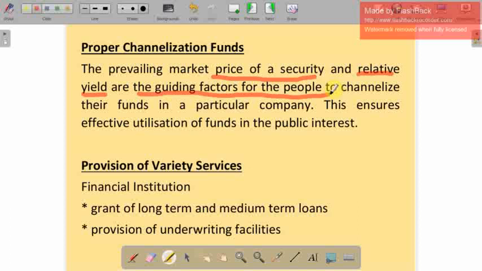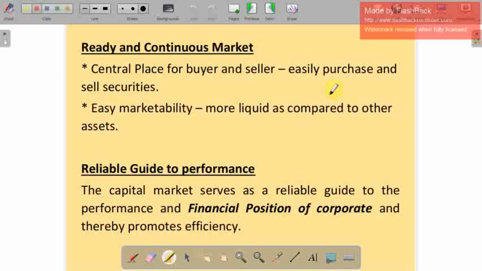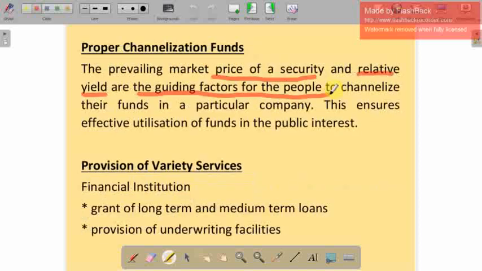And next one, the guiding factor of the people. The last topic we also discussed, no, the guiding factors. How much they have financially, what is the financial position of the corporate, that will also be mentioned. Okay, so this guidance is to properly channelize the fund for the people. So there is a proper channelization of fund and provision of variety of services. A financial institution grants some variety of services. We are going to see them one by one.